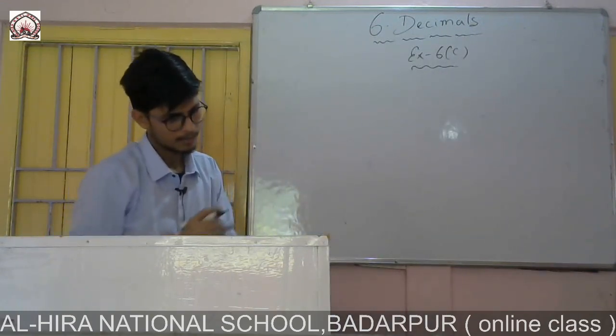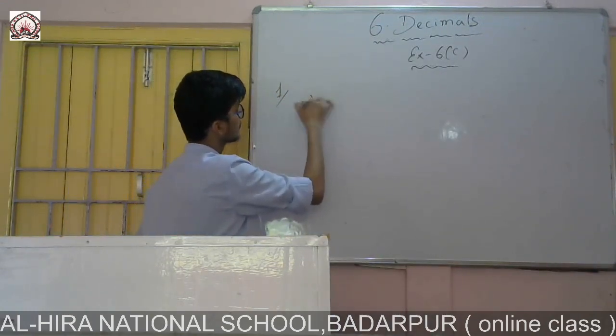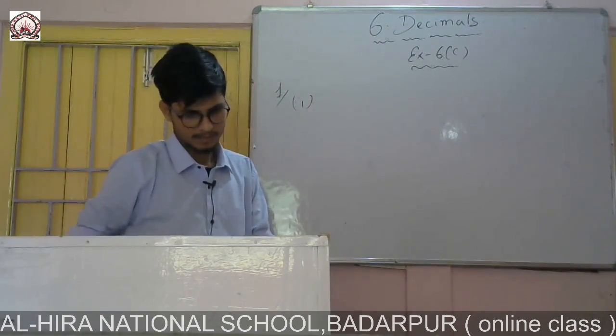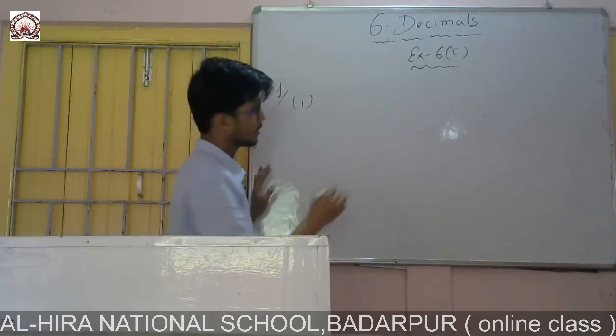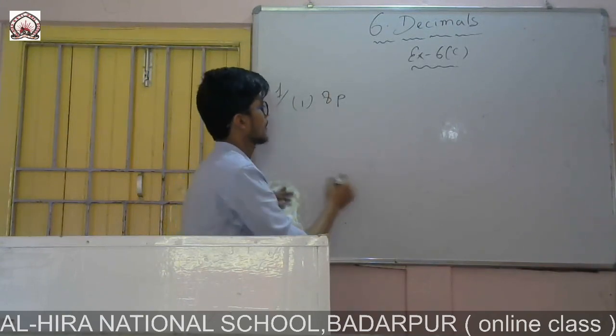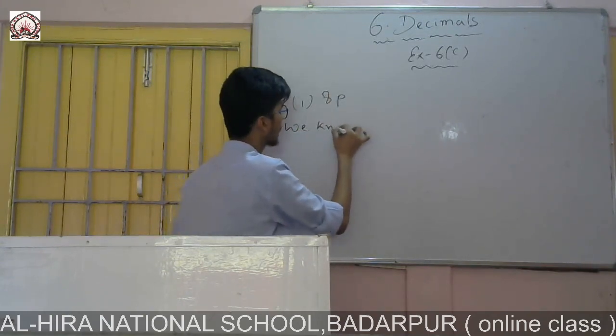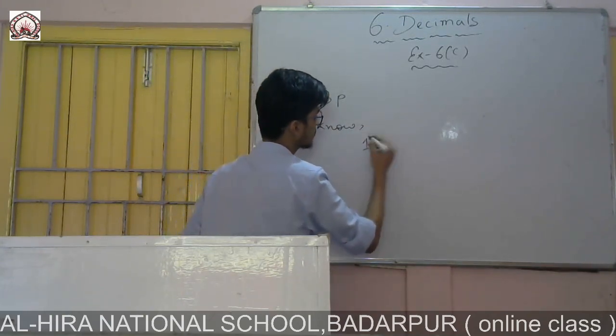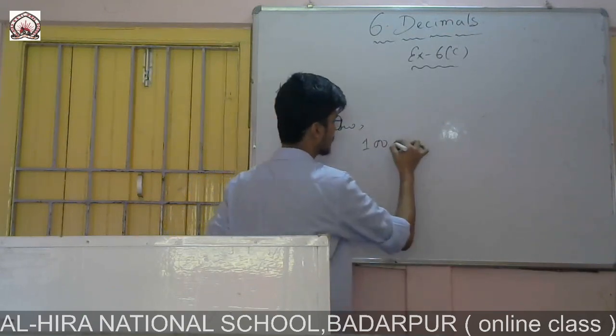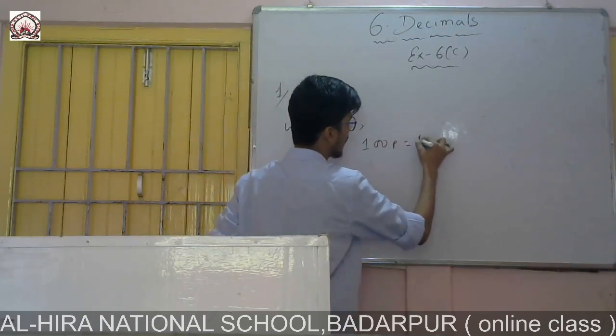Okay, the questions are all the same. You have done this in class 5, so you can do it easily. Let me do Roman number 1, 8 paisa. So we know 100 paisa, since we are converting from paisa, so I will write it first. 100 paisa is equal to 1 rupee.